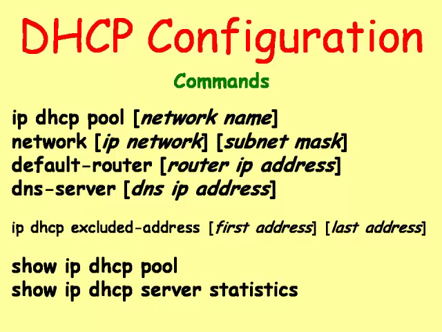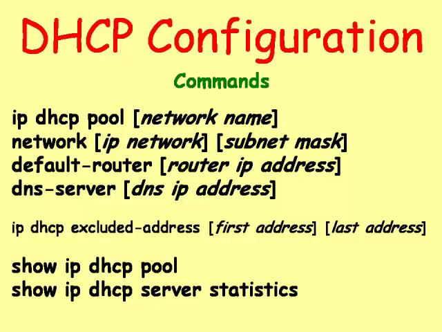The ip dhcp pool command puts the router in DHCP configuration mode. The network command assigns a network range for the DHCP to offer its clients. The default-router command specifies the default gateway that clients should use if the IP address that they are trying to communicate with is not on the local network. The dns-server command specifies the IP address of the domain name server.